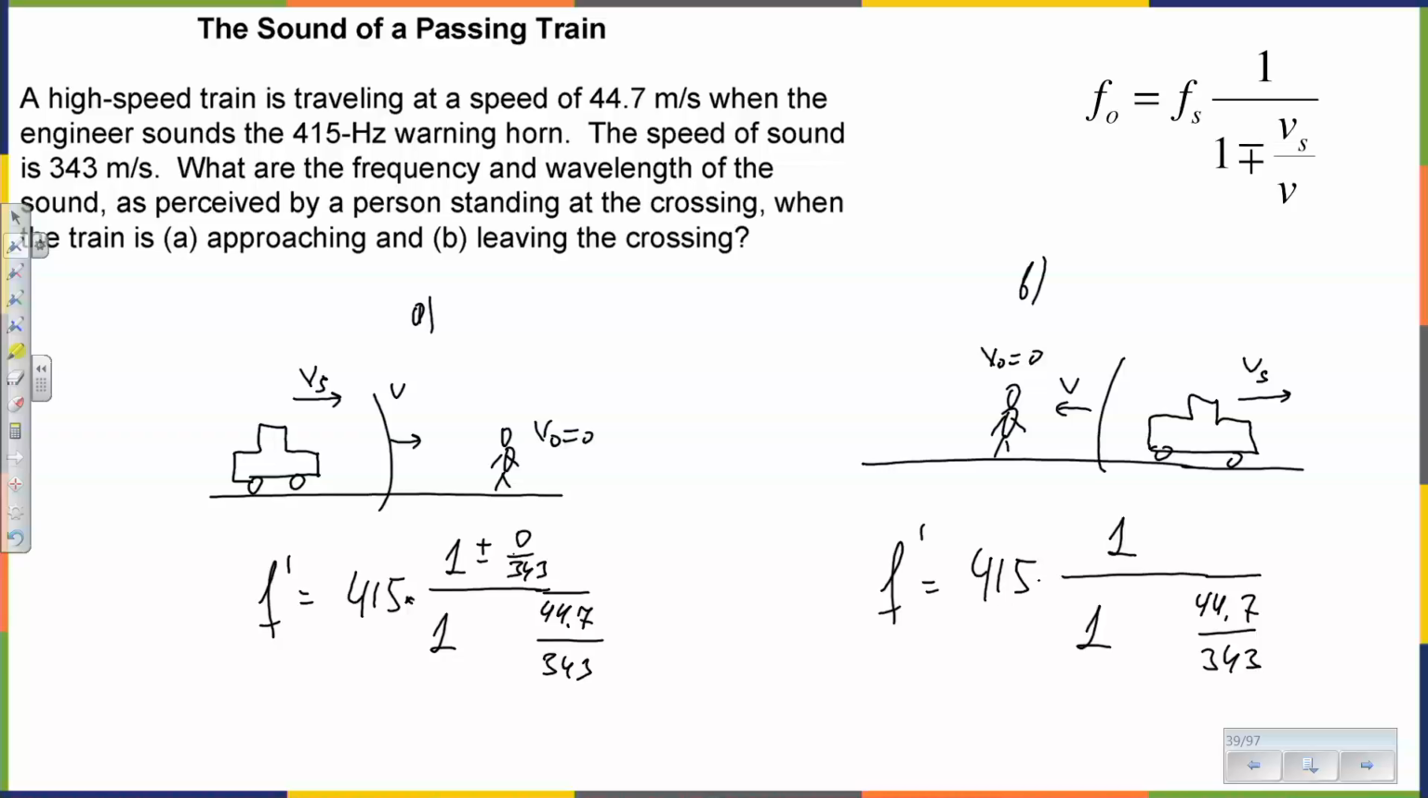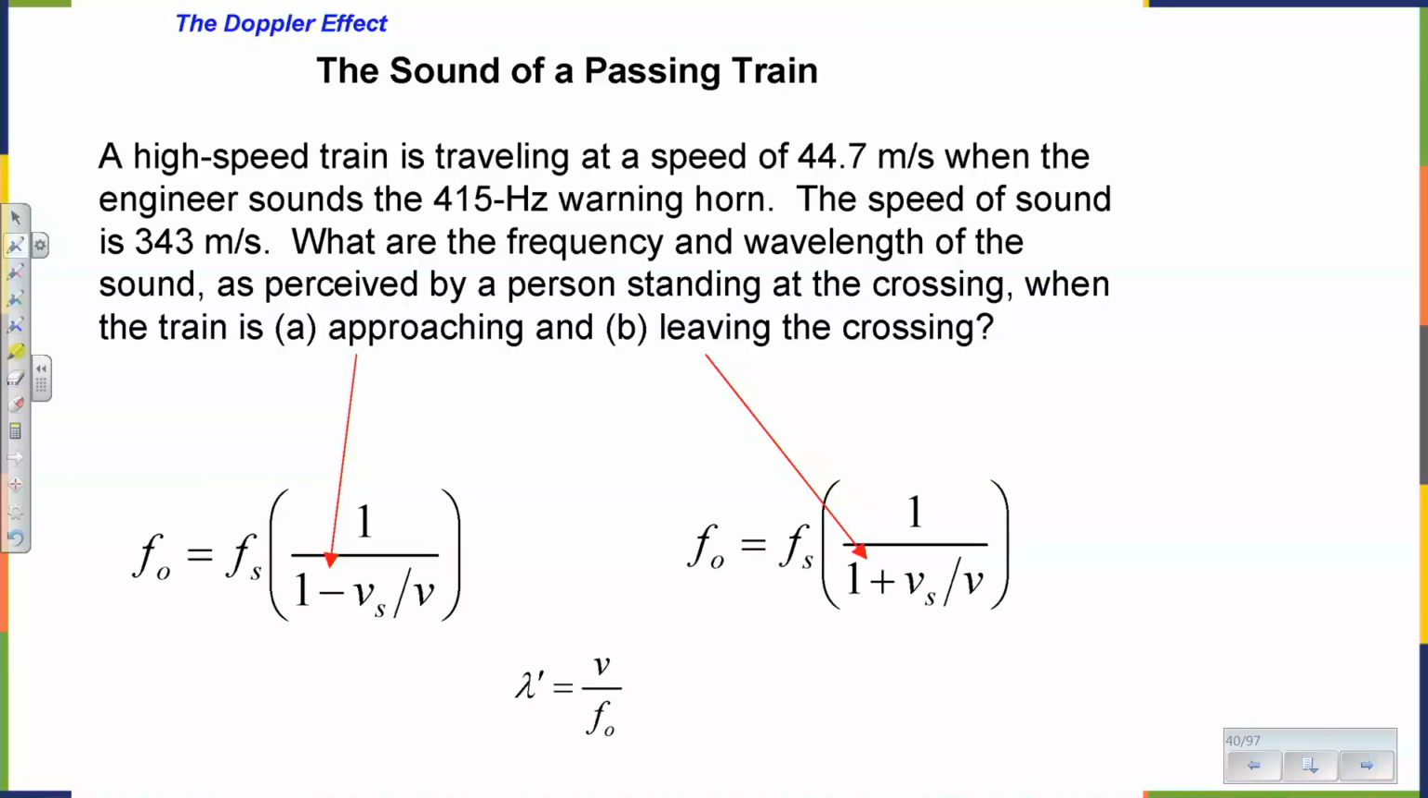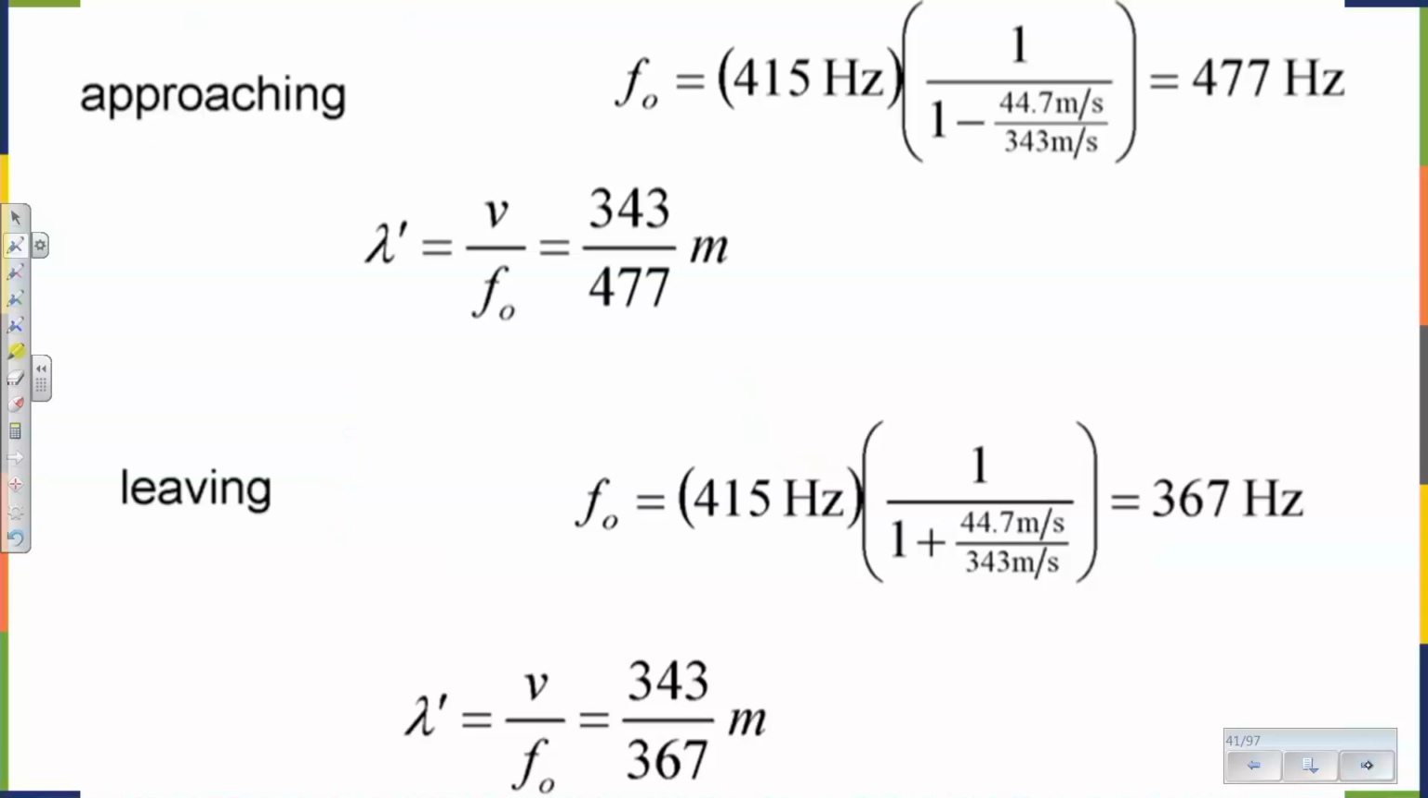Minus. It's a situation when wave fronts are in front of the source, so wavelength shrinks, frequency goes up, the denominator should go down, we should subtract these numbers, and here we should add. And I believe I even have the numbers.